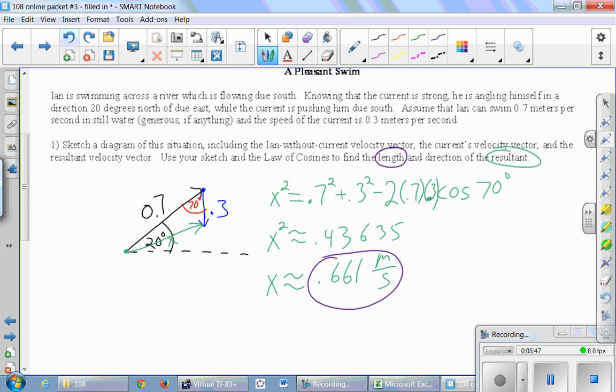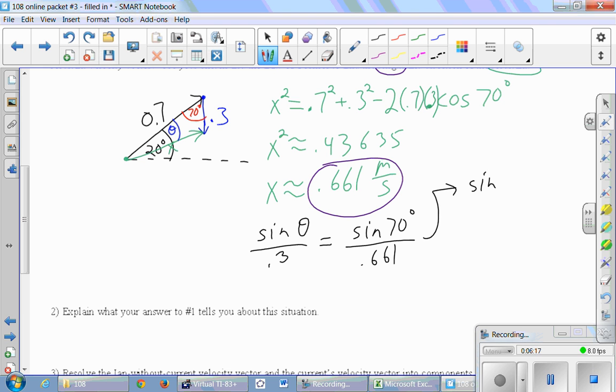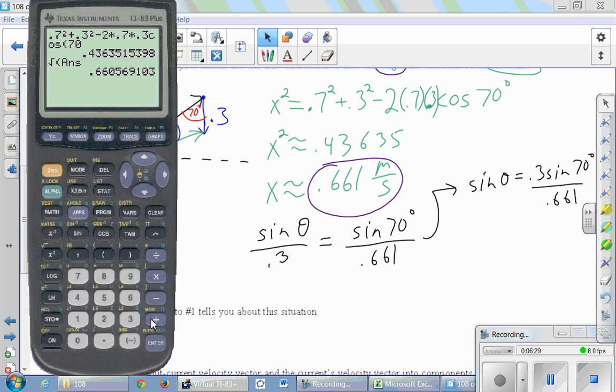Okay, so let's call this guy in here theta so that we can refer to it. And now that I know x, I think I can use the law of sines. We have an angle side pair. So let's say that sine of theta divided by 0.3 is equal to sine of 70 divided by x, which is 0.661. So that means sine theta is 0.3 sine of 70 divided by 0.661. And then we can do an inverse sine. So let's get the calculator to help us here.